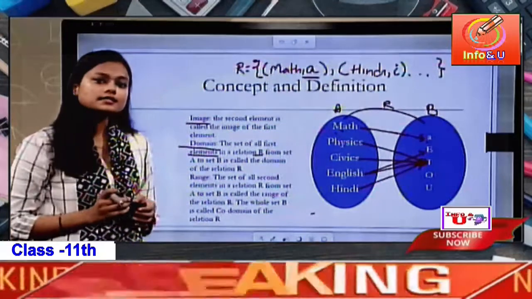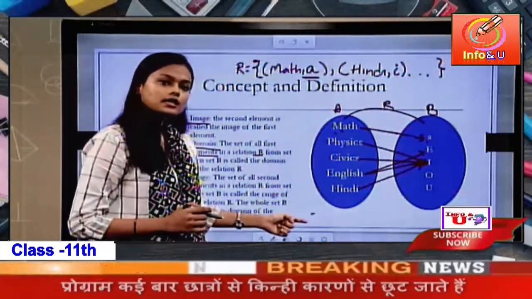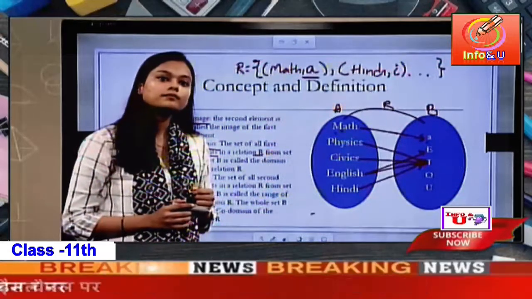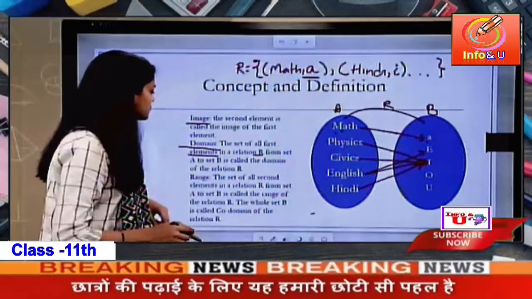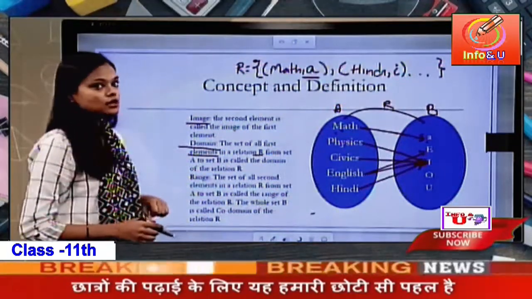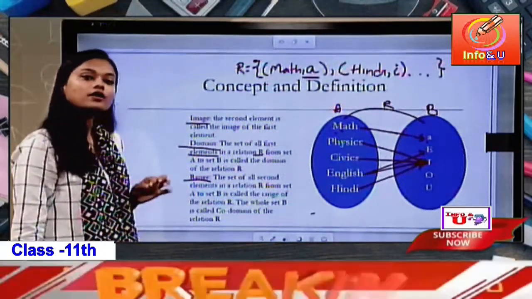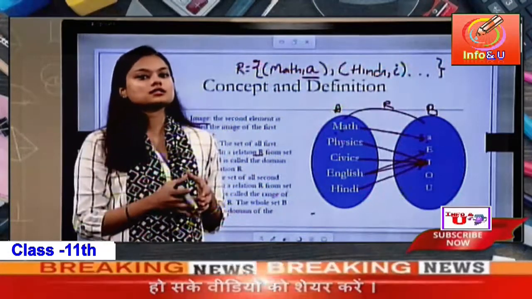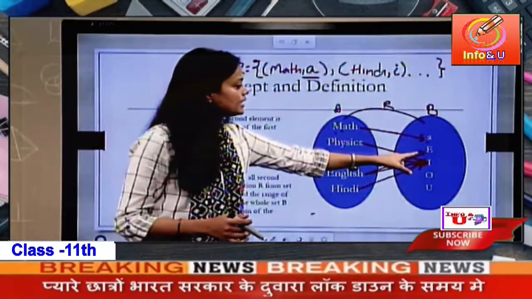Now, question arises, every time will every element be there in the domain? Think upon it. We are going to discuss it later. Now, the next terminology, that is the range. Range is the set of all images. Images are A, E and I.